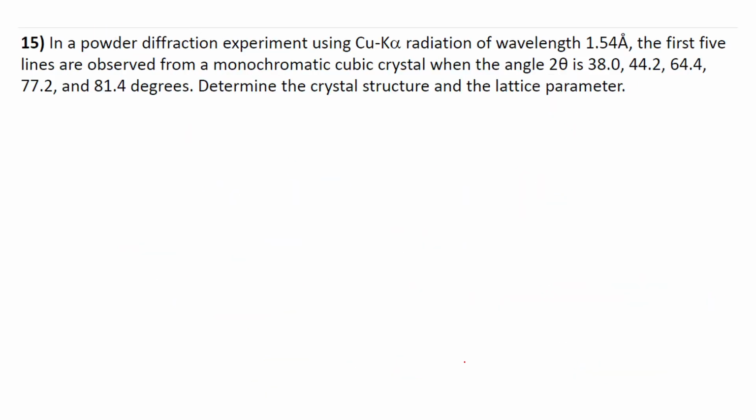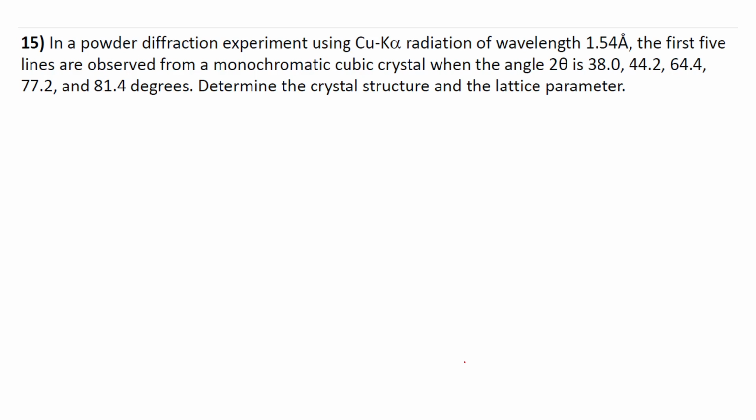Now we will take another question. In a powder diffraction experiment using copper K alpha radiation of wavelength 1.54 angstrom, the first 5 lines are observed from a monochromatic cubic crystal when the angle 2 theta is 38, 44.2, 64.4, 77.2 and 81.4 degrees. Determine the crystal structure and the lattice parameter.